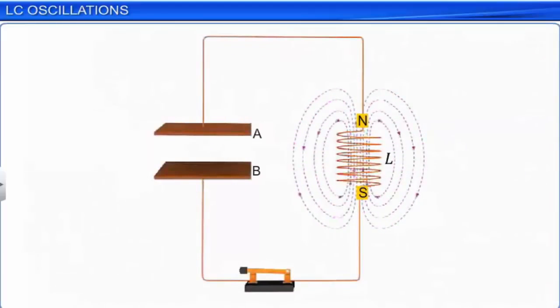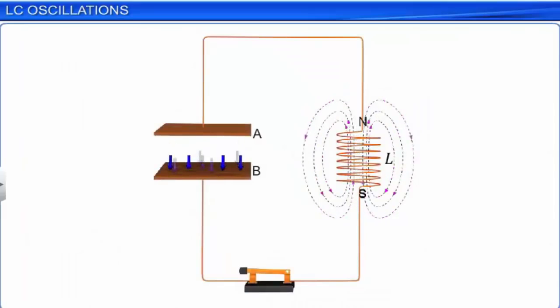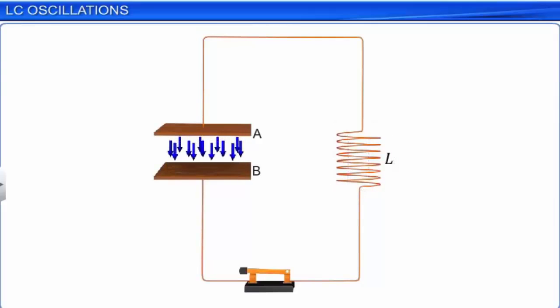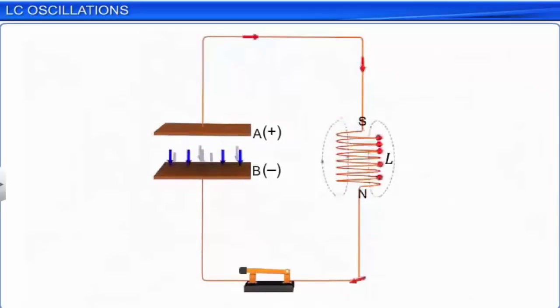Again, the magnetic field around the inductor starts decreasing, this time inducing a current in the opposite direction. This occurs until the magnetic field exists around the inductor. By this time, however, the capacitor returns to its original, fully charged state, with plate A positively charged and plate B negatively charged. Thus, we observe that the capacitor's charging and discharging is oscillatory in nature.